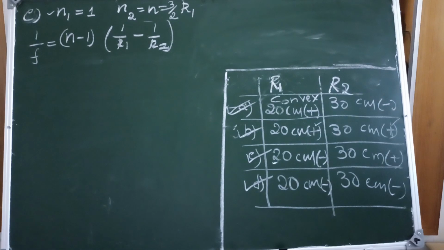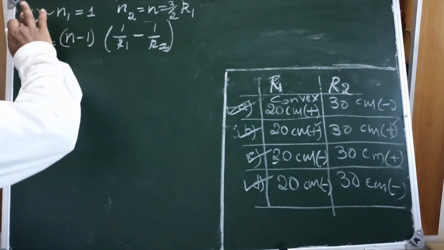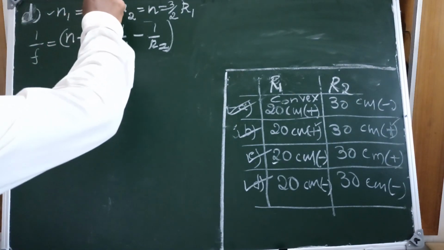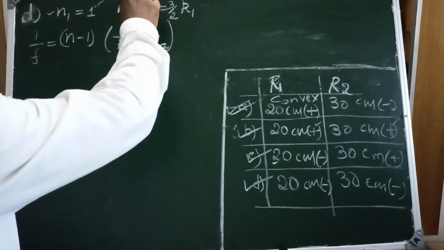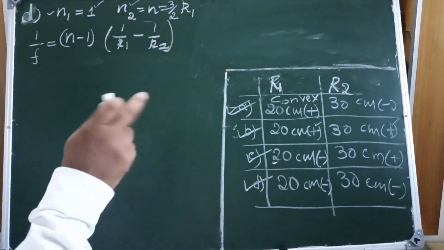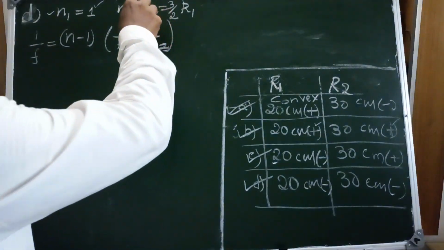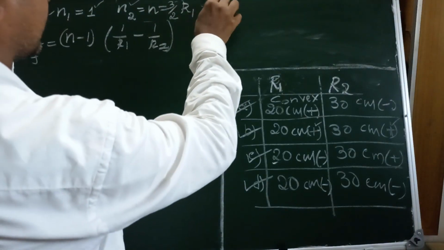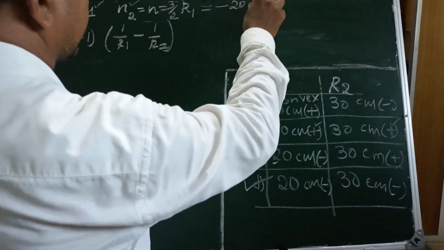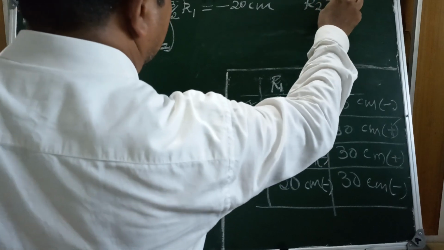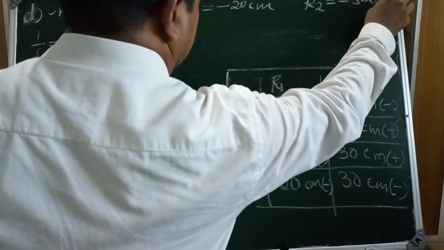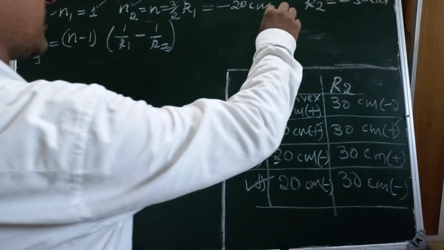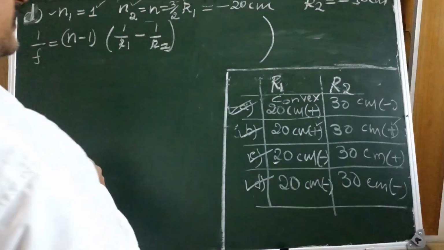Now let us check the fourth type of lens, it is D. Here the incident medium is air only, the refracting medium is glass as we have used in the earlier case, and n2 is 3 by 2, n1 is 1. R1 we will take as minus 20 centimeter and R2 also minus 30 centimeter. Both are negative. Both are negative means the curvature should be towards the left.